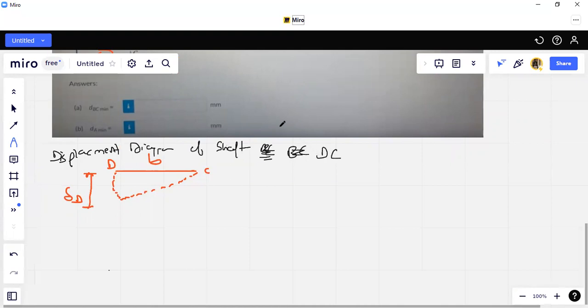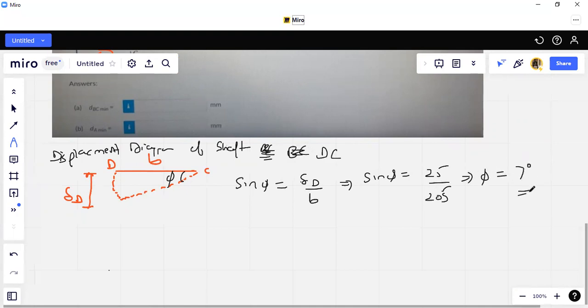Now, on this displacement diagram, you can calculate the value of phi. Sine phi is equal to delta D divided by B. Delta D is given, 25 mm, divided by this B value, which is given, that is 205. So from here we can calculate the value of phi, that is 7 degree.